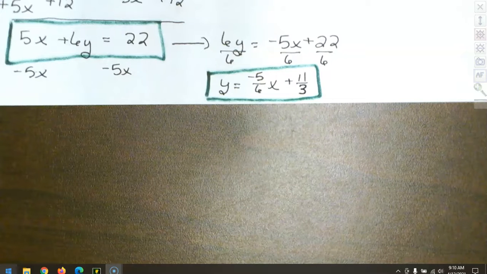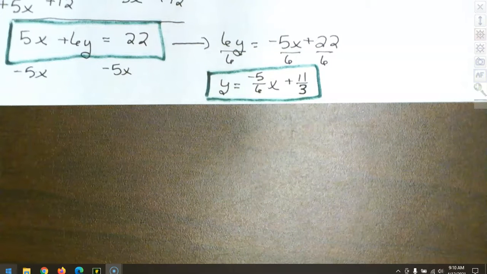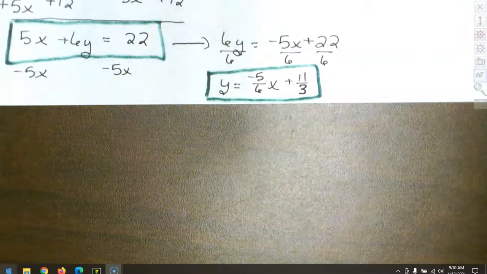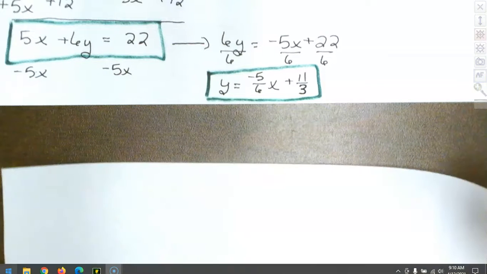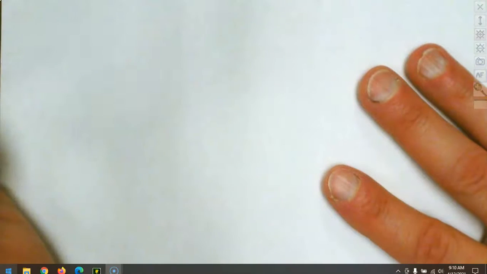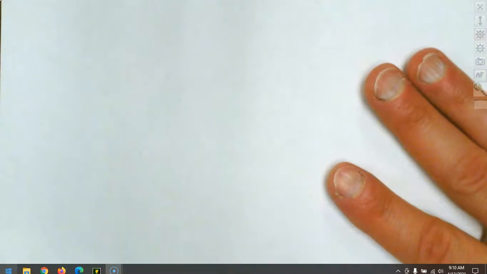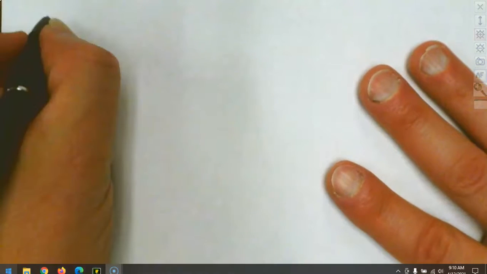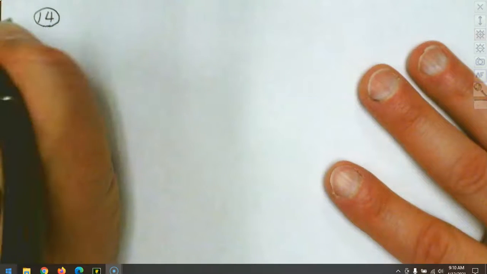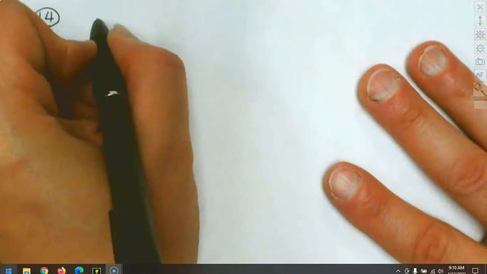Okay, we've got a few more to look at. Question 14. I picked 14 just to review inequalities, because I want to make sure that we get these right. These are the easier questions now. The two hardest questions are the ones we just did, that 6 and that 10. These are much easier. So question 14, we need to graph this inequality.